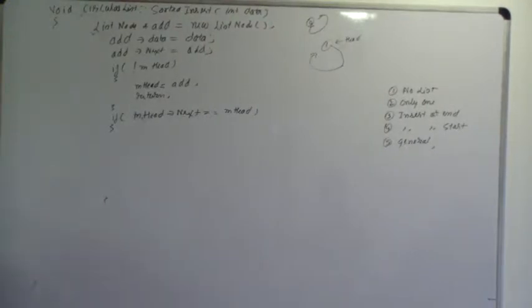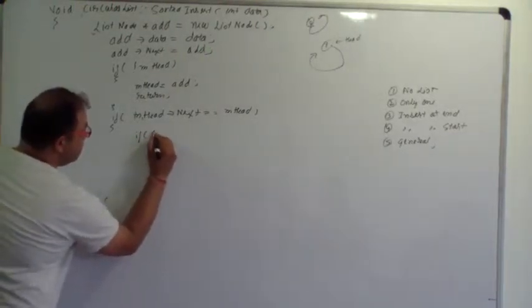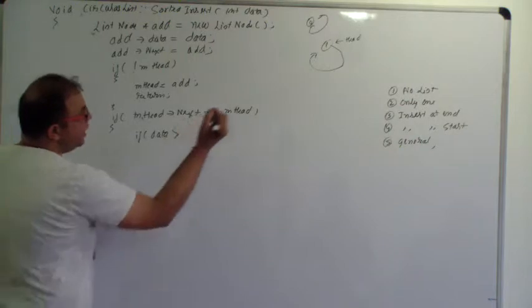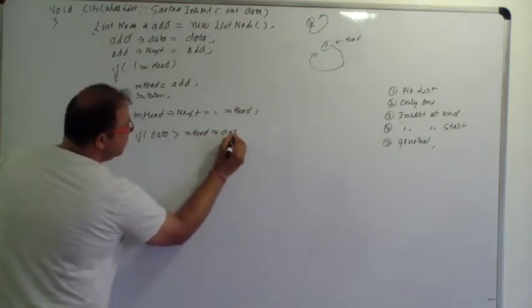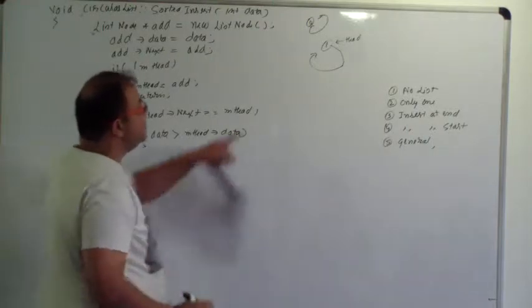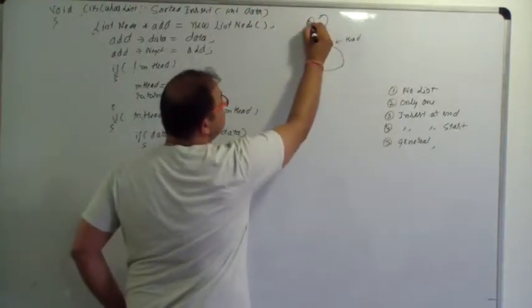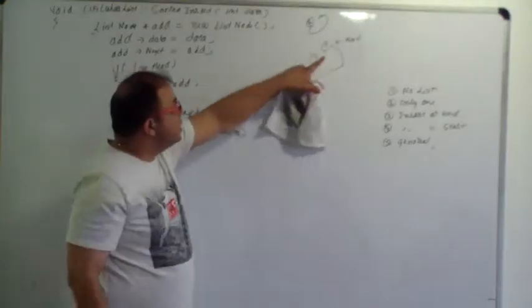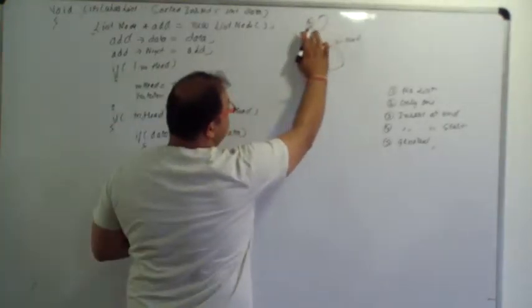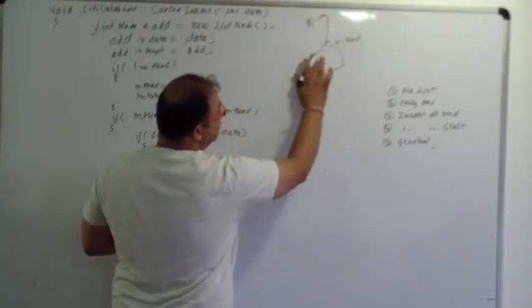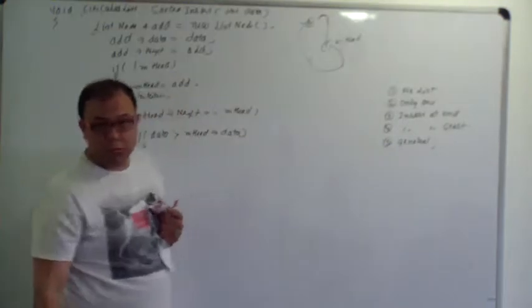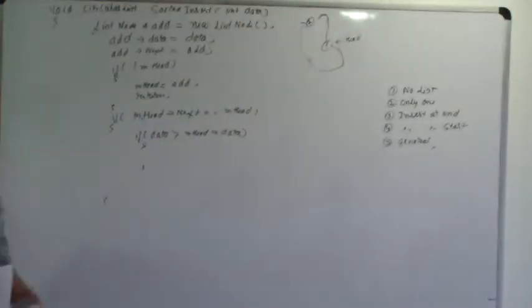What should we do right now? So we have to check the data. Okay. So if data is greater than m head arrow data, in that case, what should happen? If this data is greater, so which means this is 2, which is greater than this. So we will point 2 to the head, and we'll point the head to the 2, and we are done. We don't have to change the head.